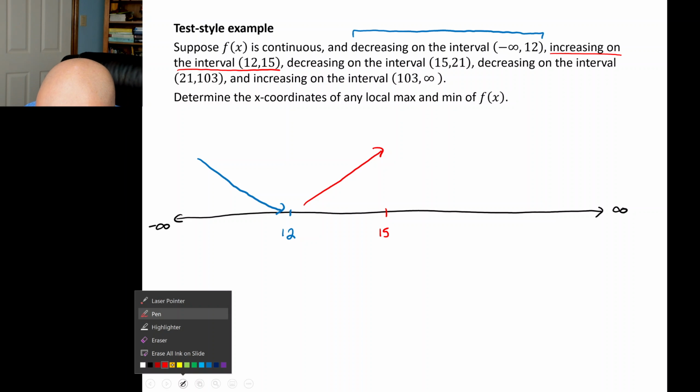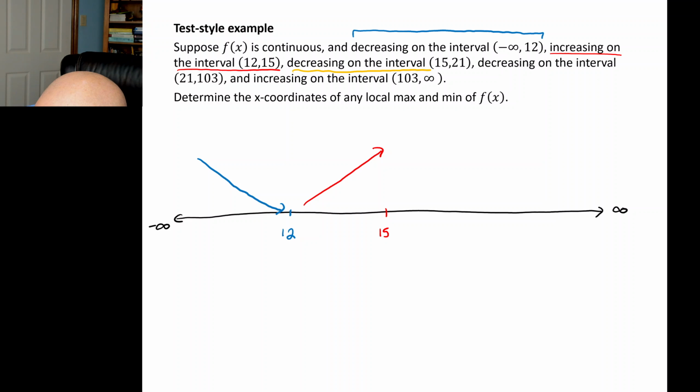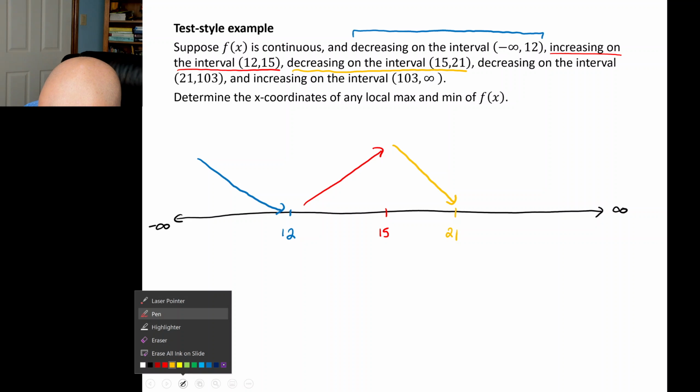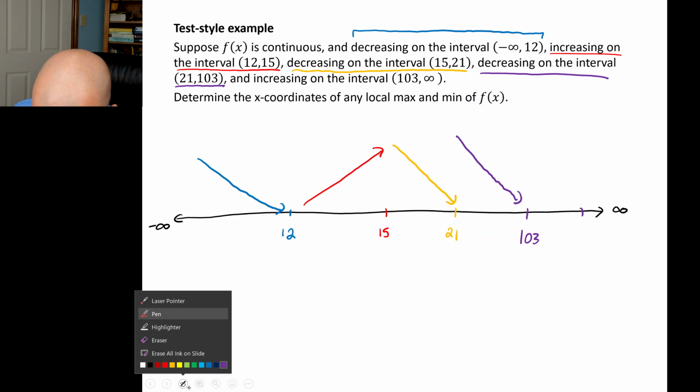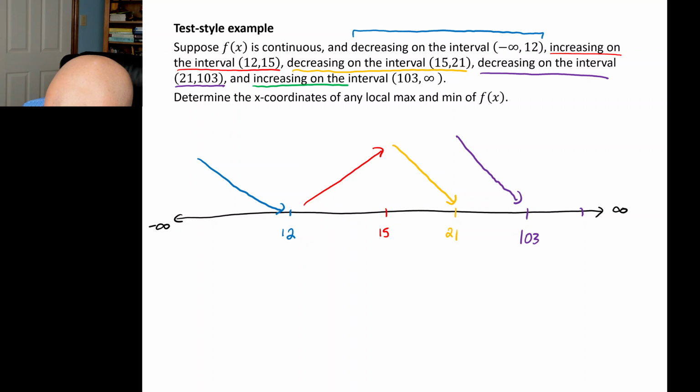It's decreasing on the interval from 15 to 21. So it's decreasing like that. And then it's decreasing on the interval from 21 to 103. Oh, and there's another one. So decreasing in that region. And then, well, I got another color, I have green, increasing from 103 to infinity.